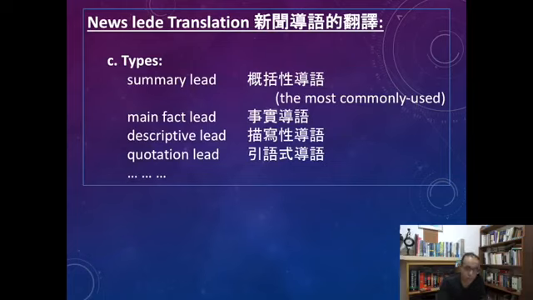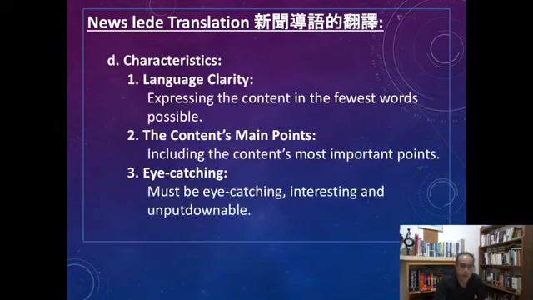There are several types of lead: summary lead, main fact lead, descriptive lead, quotation lead. Let's go through the characteristics of writing a lead. The characteristics of the news lead: number 1, language clarity. The language should be very clear, very simple, very lucid, expressing the contents in the fewest words possible. As for the contents, it must include the 5 W's, and it should be eye-catching. It should really get the attention and the interest of your readers to go on reading. It must begin with the most important facts.